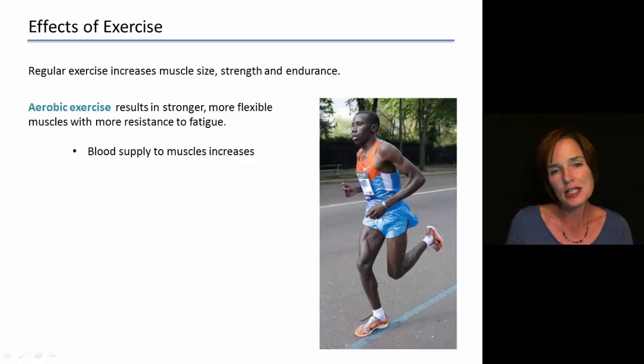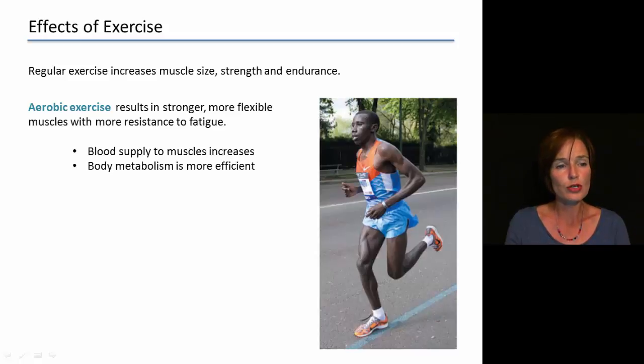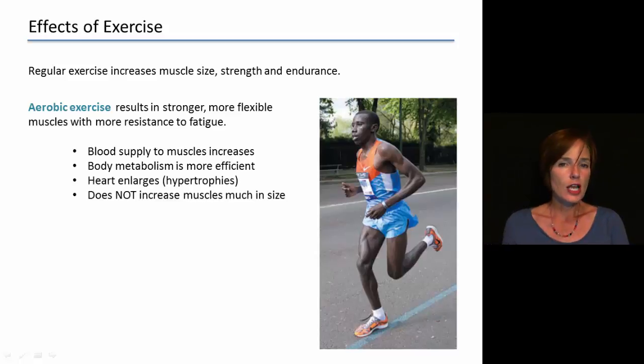If we have an increase in blood supply to the muscles, then we probably have an increased oxygen supply to the muscles. The body's metabolism is overall going to be much more efficient when we complete a lot of aerobic exercise. And the heart overall is going to enlarge. That enlarged heart is what we call hypertrophy. Again, when we're talking about aerobic exercise, this is not the type of exercise that we want to do if we're just trying to develop those bulging muscles, because this exercise does not increase the muscle size very much.